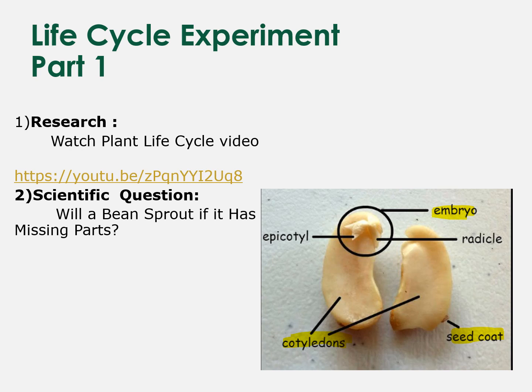Next is our scientific question. Will a bean sprout if it has missing parts? So this is the question that is going to drive, and it's going to be the main focus of the experiment. And we're going to focus on 3 main parts of the bean seed, which is the embryo, also known as the baby plant, the seed coat, and the cotyledons, which is also known as the bean seed.